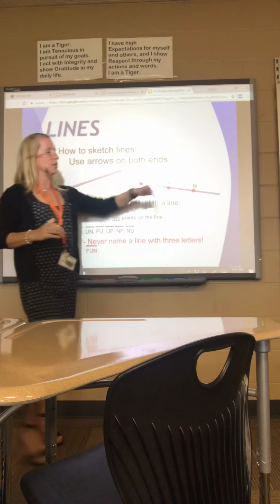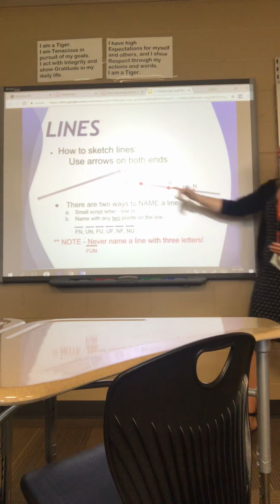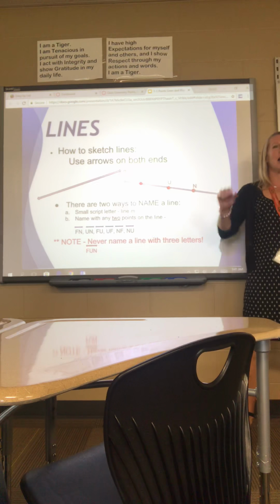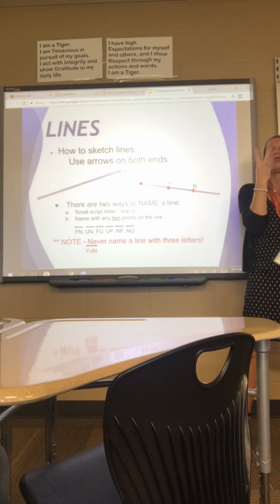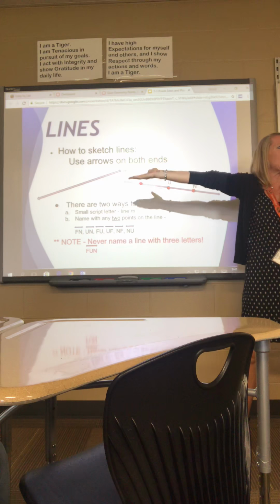Or you might have lines with points. I made fun because I like fun and I'm weird. So I've got line F-U-N. However, you cannot name a line with 3 letters. You pick 2 of those letters and name that line. Because the line goes on forever and ever and ever. So you can pick any 2 letters.